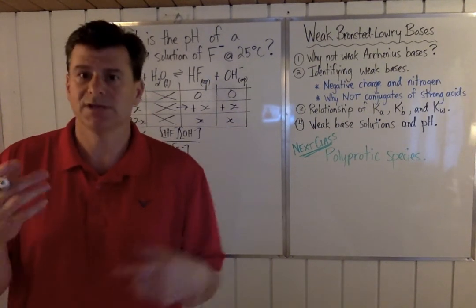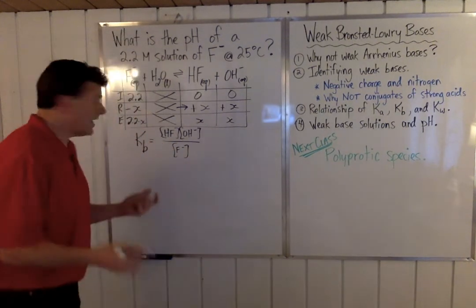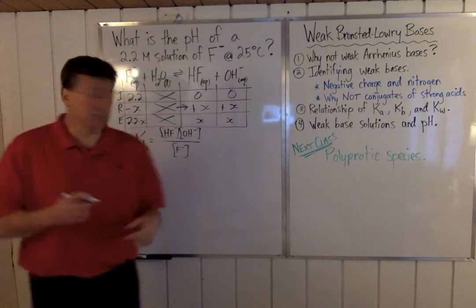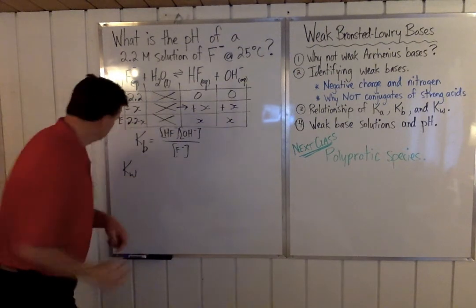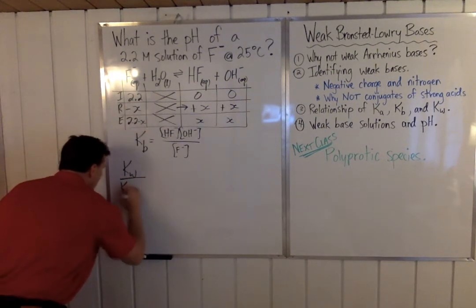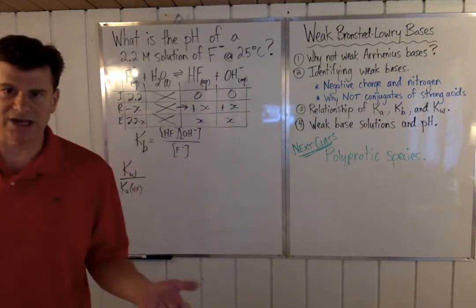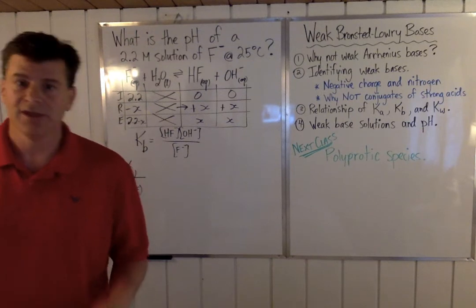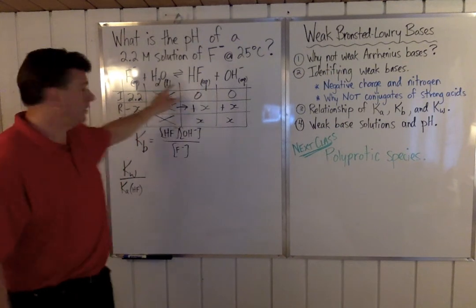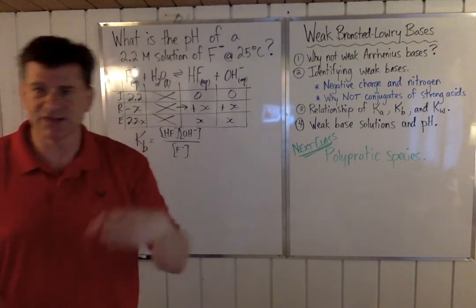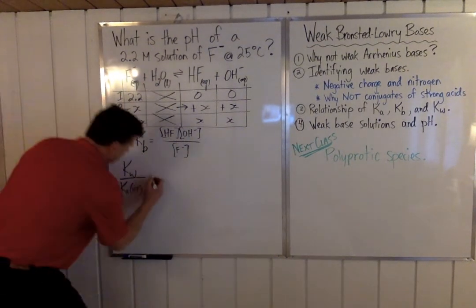Kb equals Kw divided by Ka of its conjugate. So I would write Kw over Ka of HF, right? It's not just generic conjugate acid because the conjugate acid is HF. If you're uncertain what the conjugate acid is, it's the one that gets formed. So if F minus is the base, its conjugate is what it makes. So HF is the conjugate acid. So I would do that.